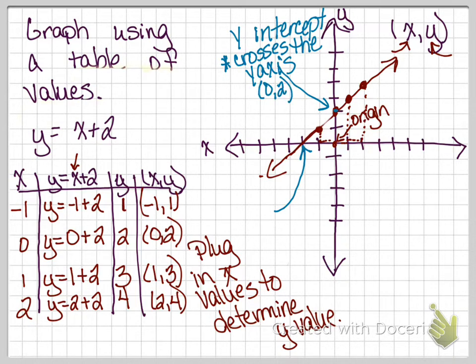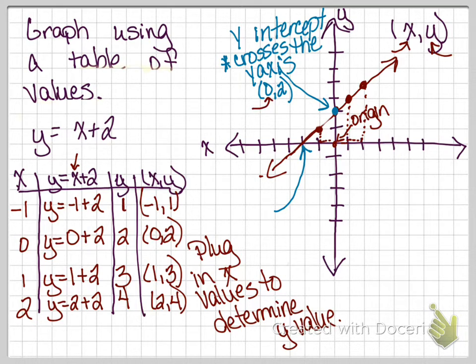0, 2. What is the value of my X when my line is crossing the Y-axis? I'm only talking about this point right here. What's my X value? Oh, 0. Good. I'm only talking about this blue point. That's all I'm talking about. I am talking about this X value right there.